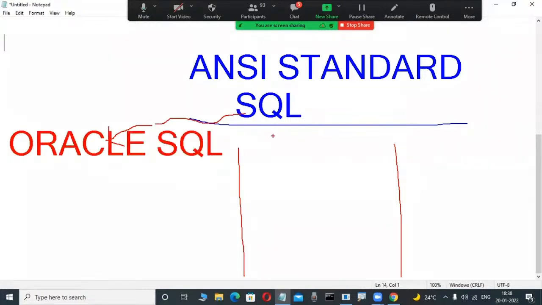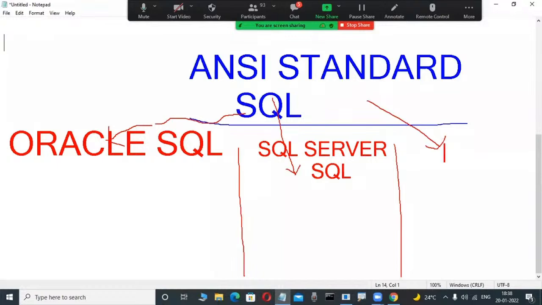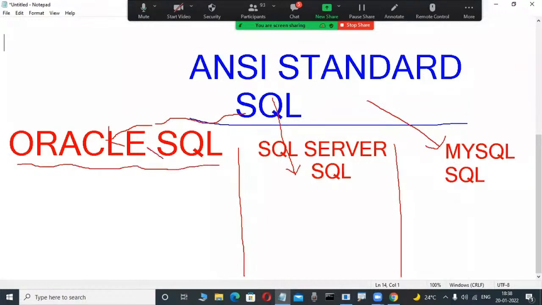So many fellows don't know that. Again observe, SQL Server, a Microsoft product, created their own SQL from this ANSI standard SQL, called SQL Server SQL. MySQL also created their own SQL language from this ANSI standard, called MySQL SQL. That's why in our class we are learning Oracle SQL. How do you differentiate these SQL languages? Conceptually they are the same.